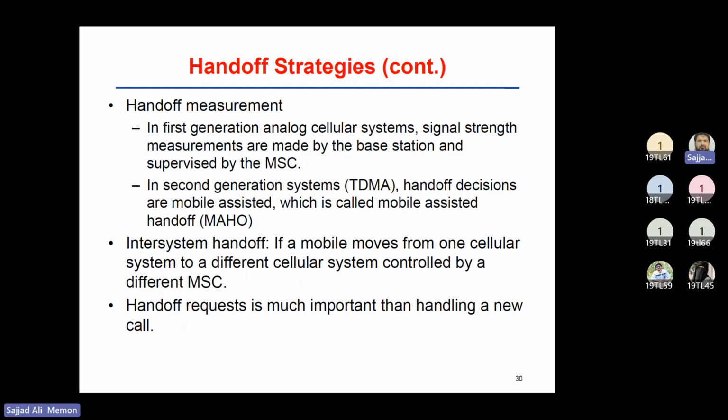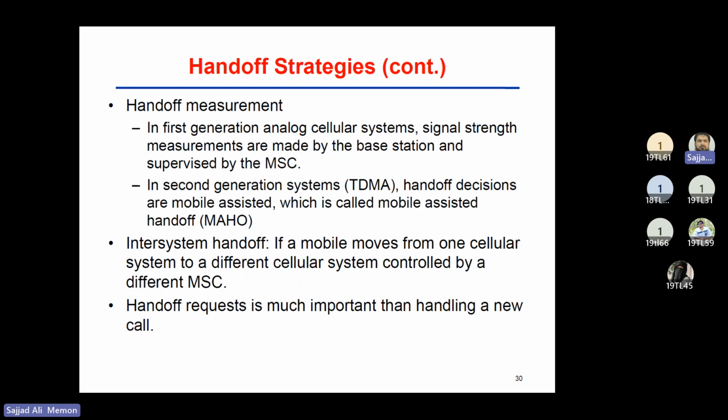But this scenario will maybe not happen in Pakistan, because in the whole of Pakistan, a mobile network has the coverage. But inter-system handoff may be from a 2G to a 3G system. So in our scenario in the country of Pakistan, this inter-system handoff may be from one generation to another generation.